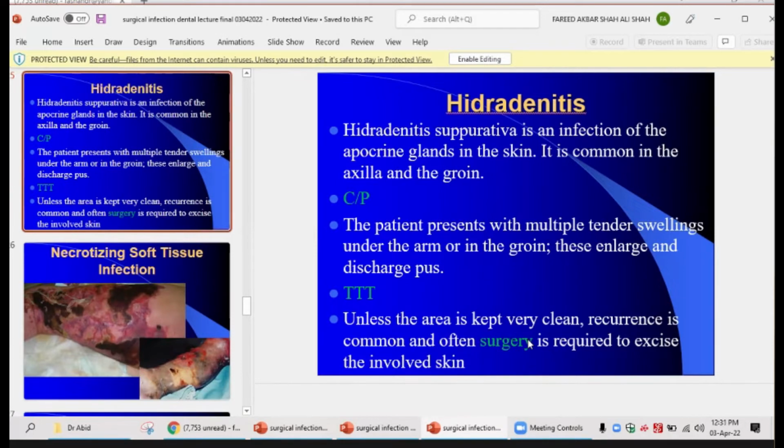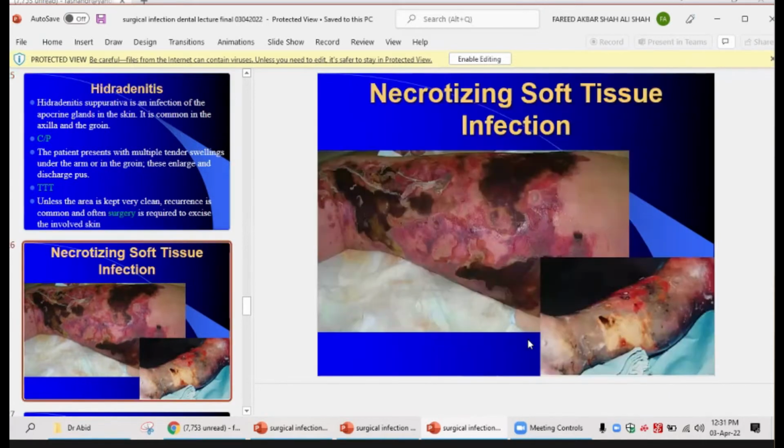And the treatment is excision, and the area should be kept open. You should know the difference between incision and excision. Excision is complete removal of the tissue, and incision is just giving a cut.